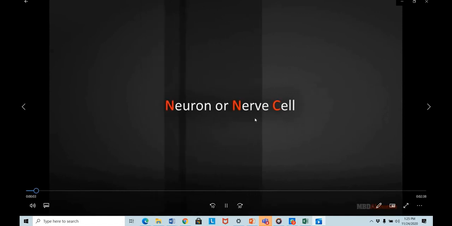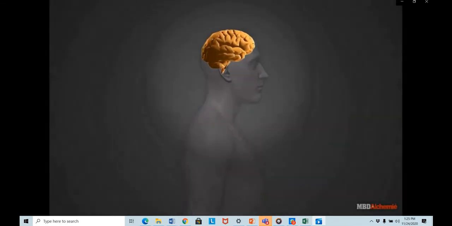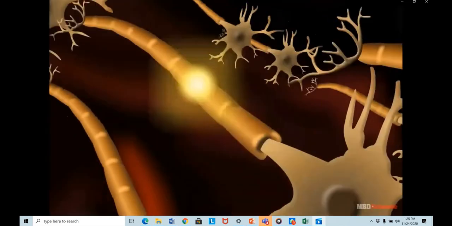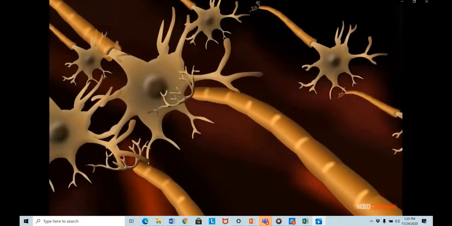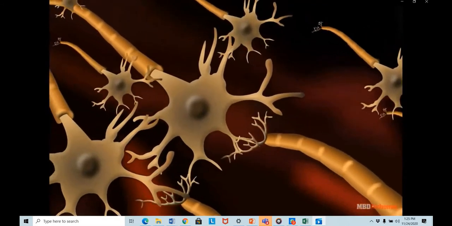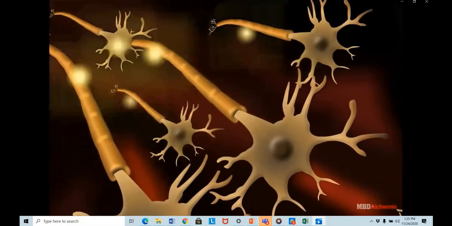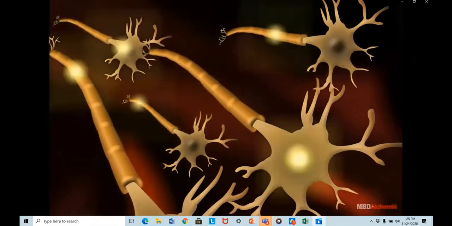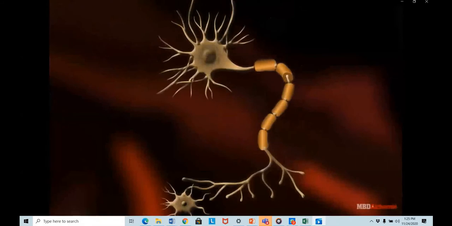Neuron or nerve cell. In animals, control and coordination are provided by nervous and muscular tissues. All information from our environment is detected by the specialized tips of some nerve cells. These receptors are usually located in our sense organs. Nerve cells or neurons respond to external and internal stimuli. Let's understand the structure of a neuron or nerve cell.